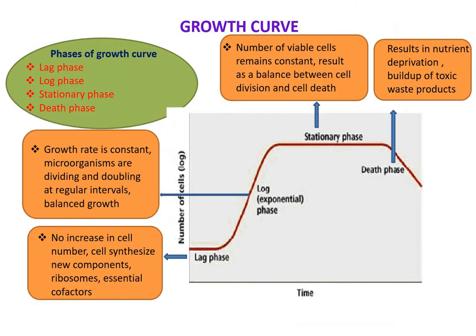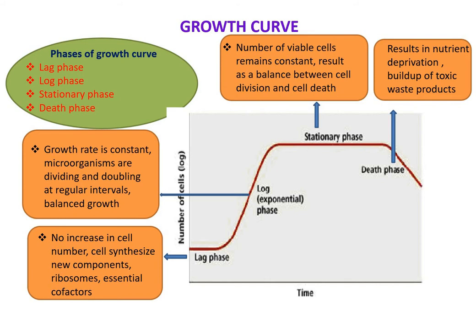Now we will talk about the growth curve after bacterial reproduction. The bacterial growth curve consists of four phases: the lag phase, log phase, stationary phase, and the death phase. This is a graph plotted between time and the logarithm of the number of cells. In the lag phase, no increase in cell number takes place.